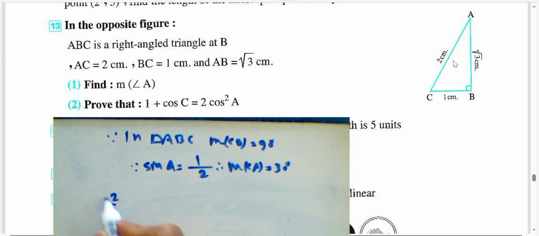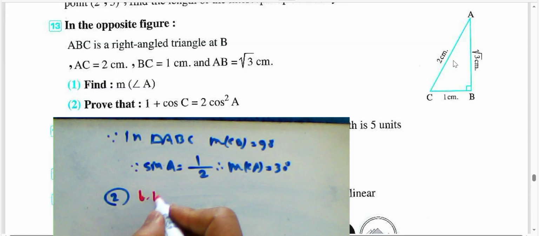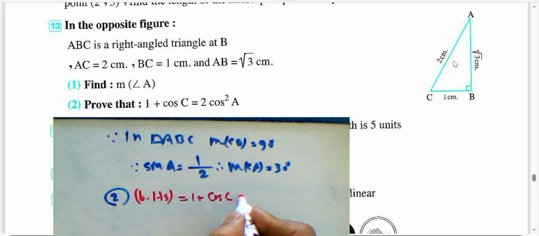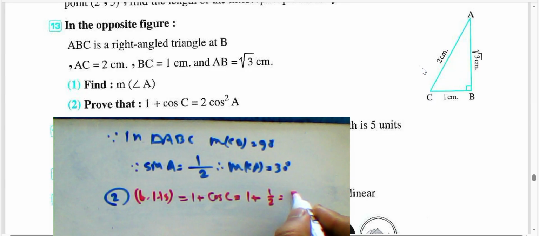Okay, question number 2. Prove that left-hand side equals right-hand side for 1 plus cosine theta. We must start from the left-hand side, which equals 1 plus cosine C, here adjacent over hypotenuse, 1 over 2, which equals 3 over 2.